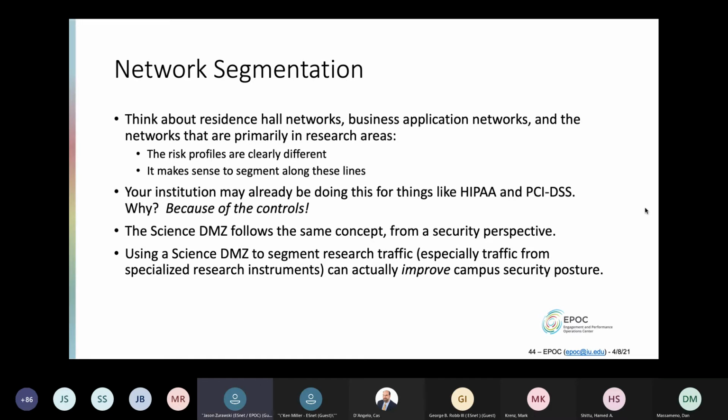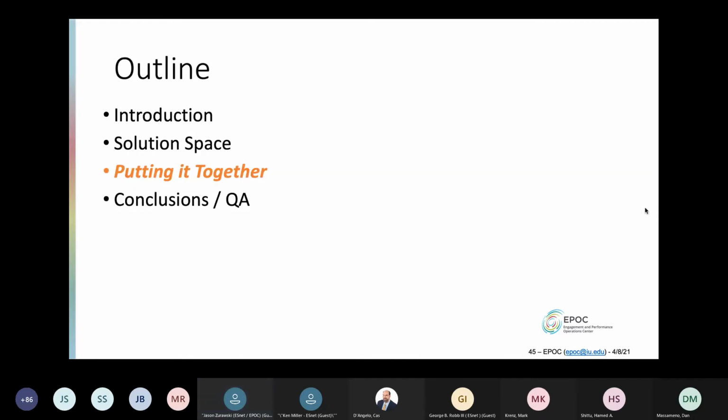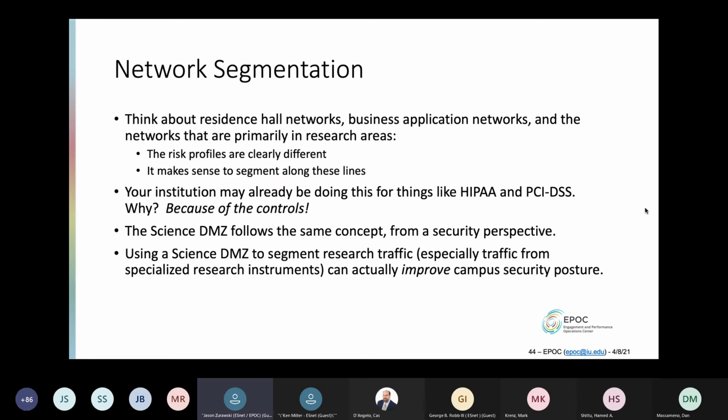Using the DMZ to segment research traffic, particularly traffic from specialized research instruments, can improve your entire campus security posture, as long as you're talking to the people who are using it, figuring out what the risks are, and then applying those cleanly. So before I move on, we can talk a lot more about security. That's not what this talk was meant to be. So if people do have questions about this, it's probably better if we follow up with those offline.